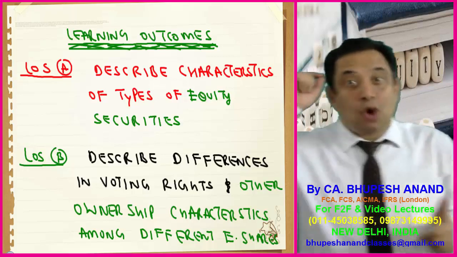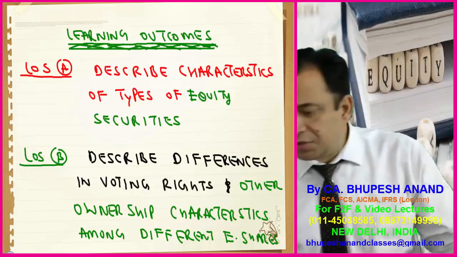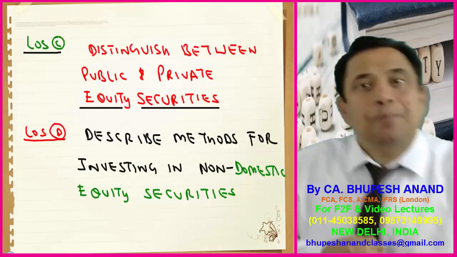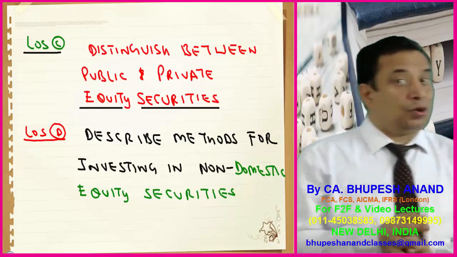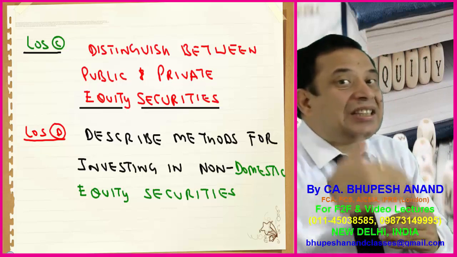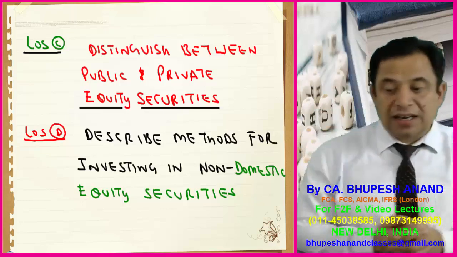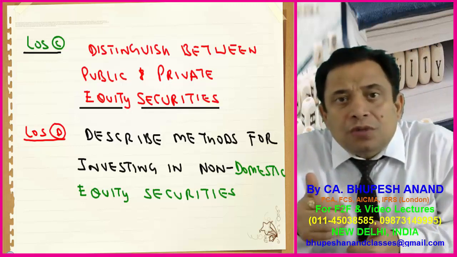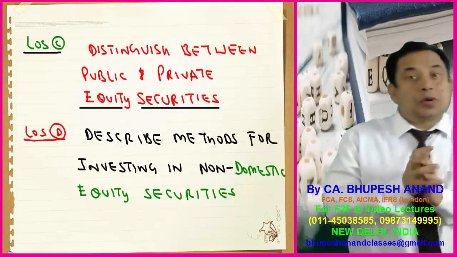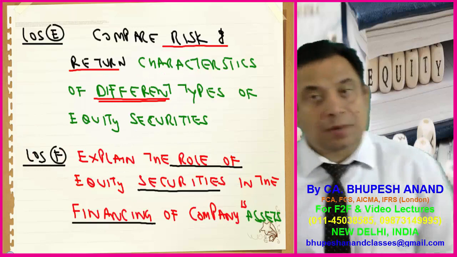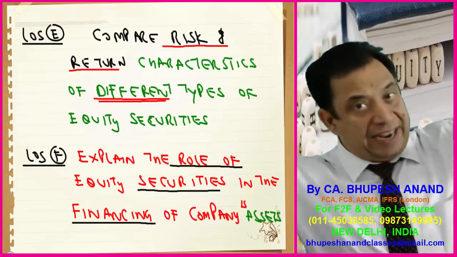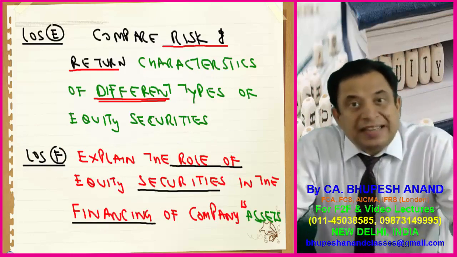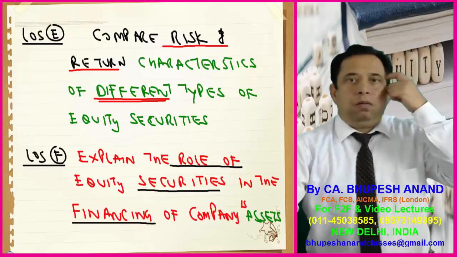Hope you are sitting and writing down all these learning outcomes, because it will help you in understanding the reading. LOS C: what is the difference between public and private equity securities? I will be devoting each and every lecture to each and every learning outcome. So learning outcome number D: what are the different methods? What is the meaning of IPO, Euro issues? What are the different methods for investing in non-domestic equity shares? How can you invest in non-domestic equity shares? So these are the 4 learning outcomes. Total 8 are there. Learning outcome number E: compare risk and return features of different types of equity securities.